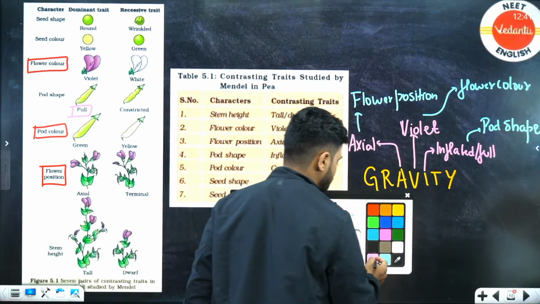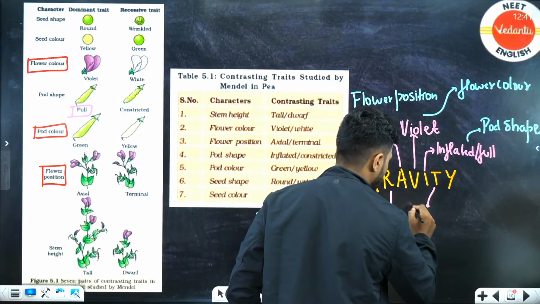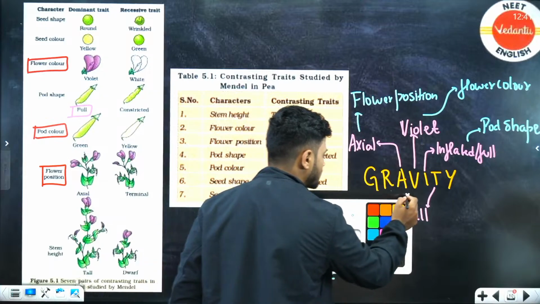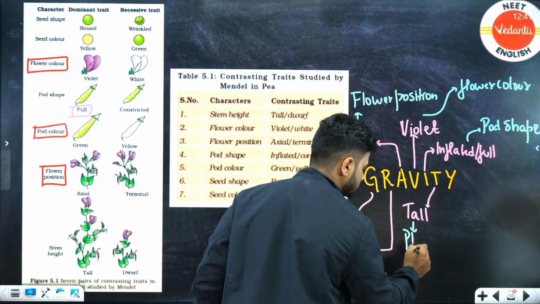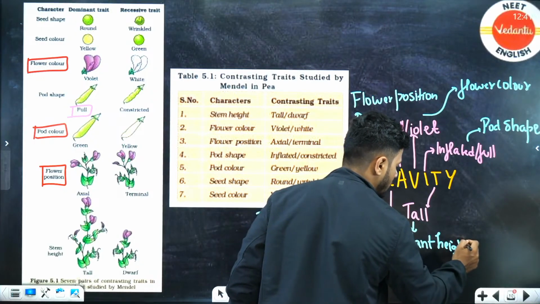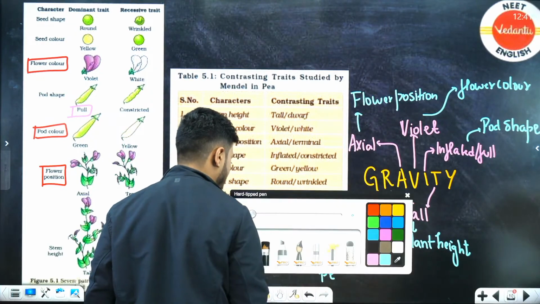Now what is T? T is nothing but tall. What is tall? That is plant height. That is going to be plant height. Now what is Y?